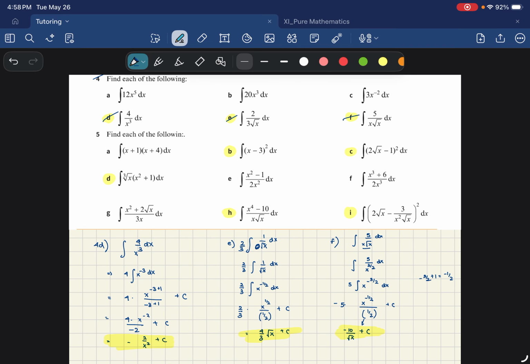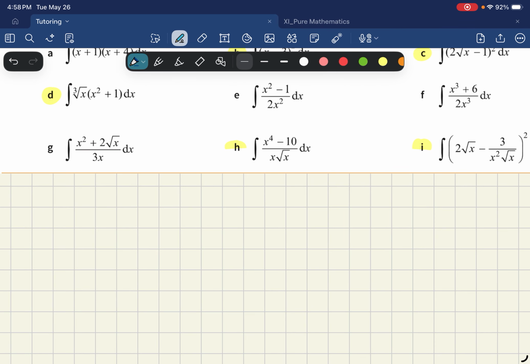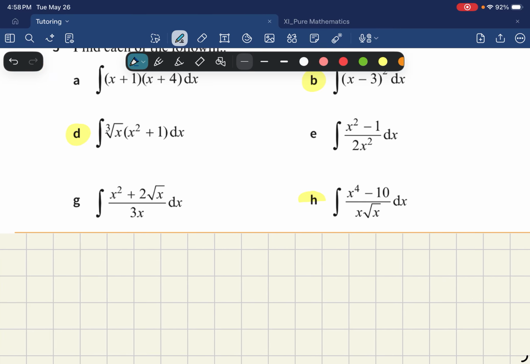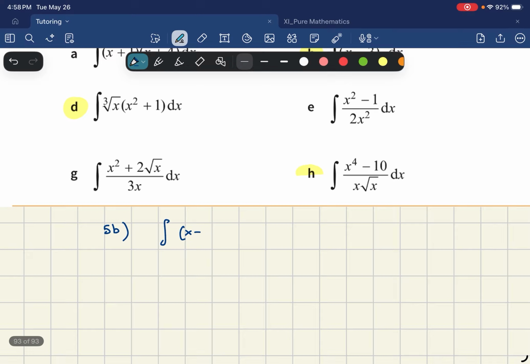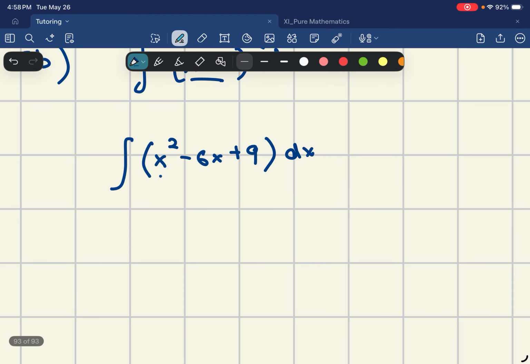Everything else, very, very similar. All right, so I will erase this. On question 5, so 5b, we have integration of x minus 3 squared dx, right? Just expand the bracket out. You will get x squared minus 6x plus 9. If you expand it out, you're going to get this expression.